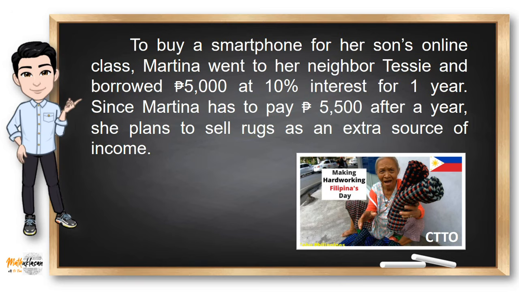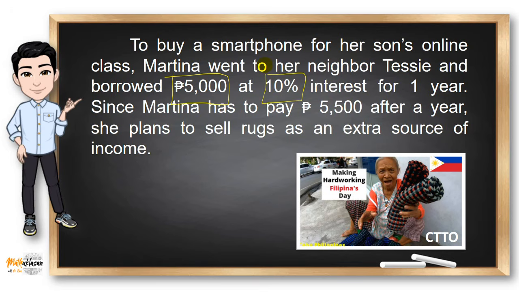The capital or sum of money invested is called the principal. In this example, the principal is 5,000 pesos. The rate of interest, on the other hand, is the fractional part of the principal that is paid on the loan. Here, it is expressed as a percentage and it's 10%.